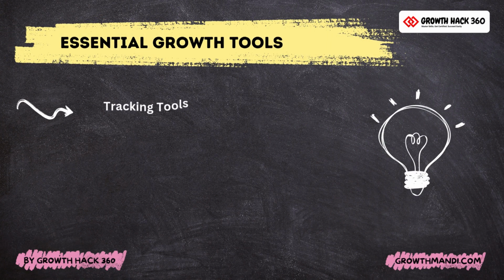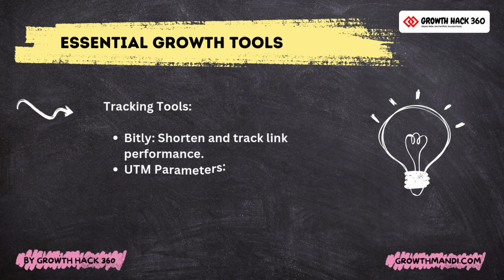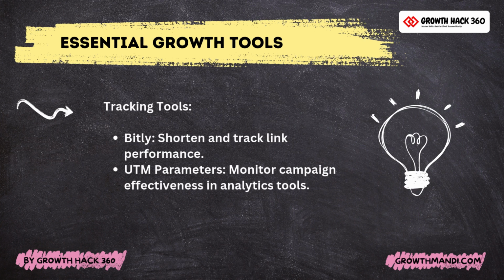Lastly, tracking tools like Bitly help you monitor link performance, and UTM parameters are invaluable for assessing the effectiveness of specific campaigns. Together, these tools form the foundation for effective growth hacking.